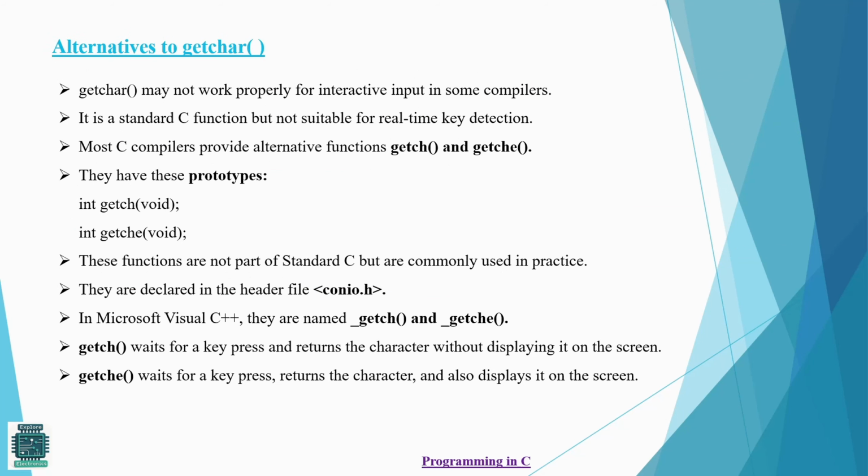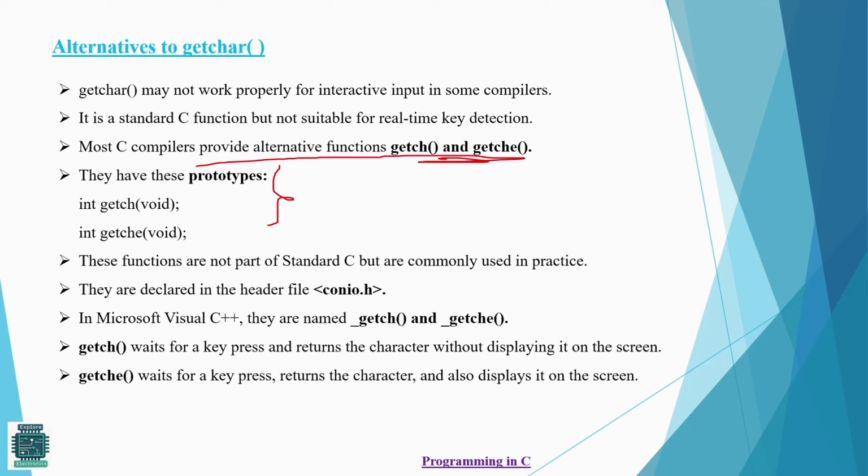So then what is the alternative? Now you have seen the problems, right? Now what are the alternatives for the getchar function? Here it is. It may not work properly, as I mentioned in the problem statement. So most compilers provide alternative functions, that is getch and getche. Now you can see the prototypes over here. These functions are not part of standard C but are commonly used in practice.